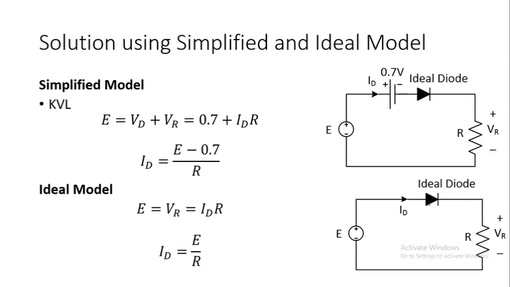In the ideal model, we ignore both resistance and the voltage drop across the diode. So applying the ideal model, if we apply KVL here, KVL will give us this equation: E is equal to VR, that is IDR, since we are considering there is no voltage drop on this ideal diode. In other words, we are actually ignoring the voltage drop and the internal resistance of the diode. So ID will be simply E over R.